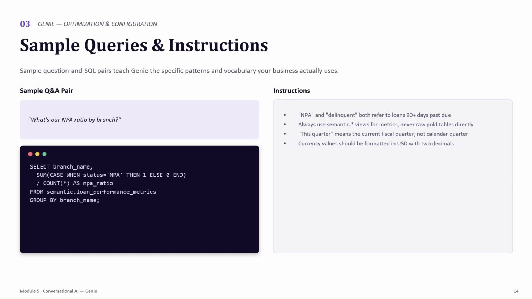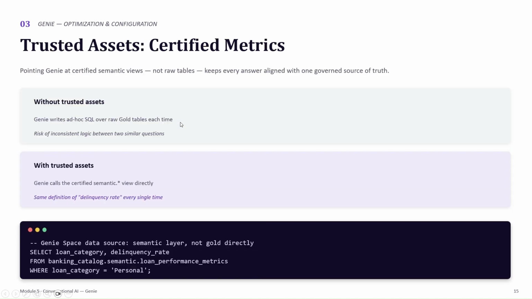Sample queries example, as I mentioned, you can say whenever a user asks what's our NPA ratio by branch, you give an NPA ratio formula. Case when status is equal to NPA, so you must use the status column, then 1 or 0, else 0, and then count star as the NPA ratio. So the sum of all the rows where the status is equal to NPA divided by the total count gives you the NPA ratio. So that's how it works. So sample queries are also very helpful for Genie.